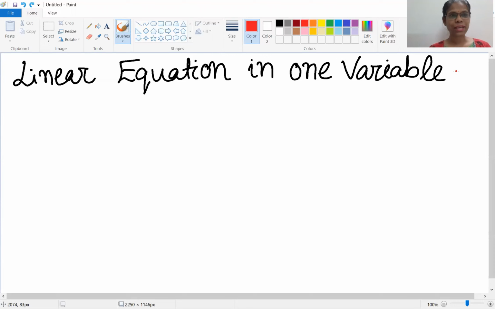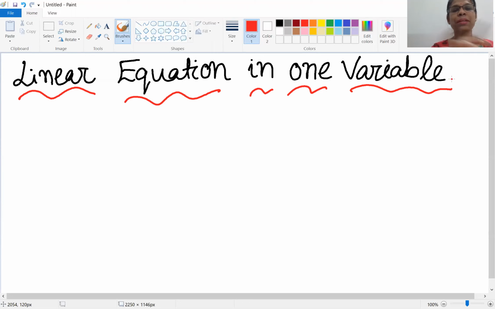The topic name is linear equation in one variable. What is the name of the topic? The topic name is linear equation in one variable. I assume you know this topic from your previous grades. So, based on that, we will revise the terms, whatever we are going to use here again, and we'll proceed further with the topic.